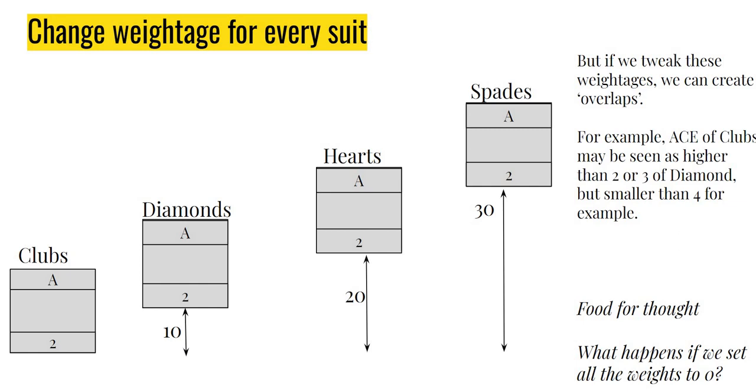But I would ask you to think about this very interesting question. What happens if we set all the weights to 0? So here is 0, 10, 20, 30. What happens if I made them all zeros? Do leave a comment. I'll be very happy to discuss this with you.